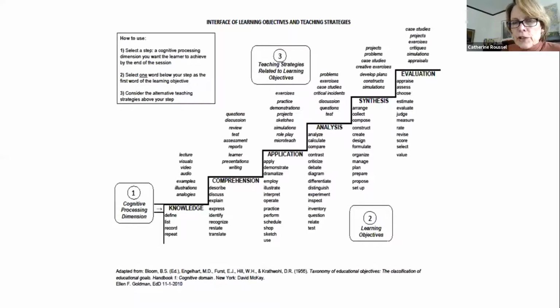This is the chart that we discussed at the Scholars Program, and probably many of you are familiar with this. It was something for us to refer to as we examined our own courses and what teaching strategies would be most effective for what we're teaching.